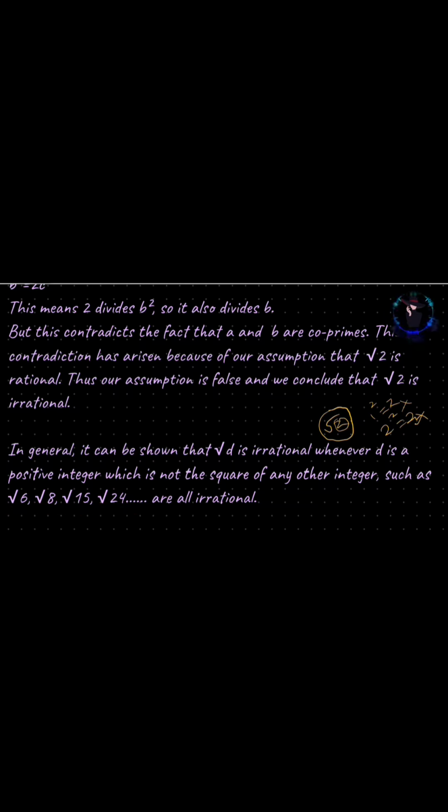For example, if we have root 9, is it a square of any integer? Yes, it is a square of 3. 3 square makes 9. So it is rational. That is what this statement says. In general, root d is irrational whenever d is a positive integer which is not the square of any other integer.